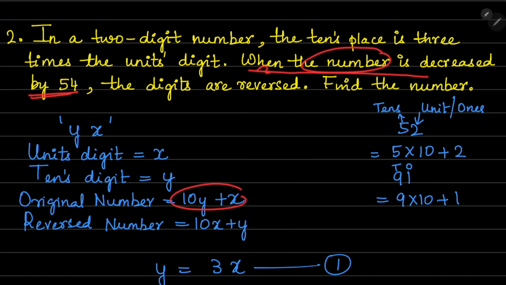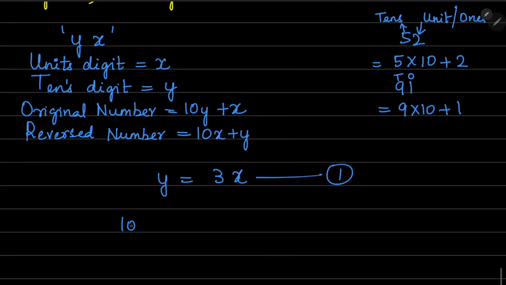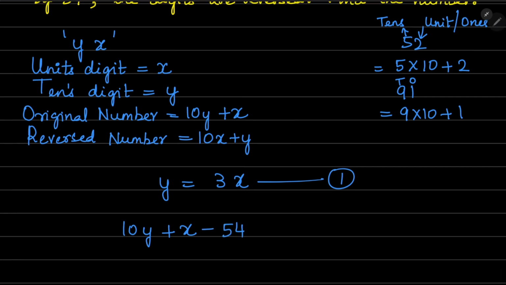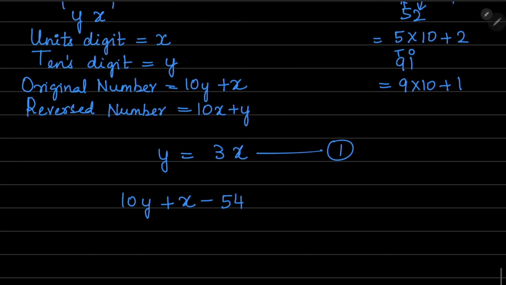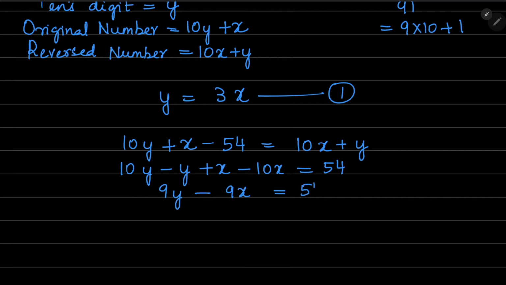When the number is decreased by 54, what do you mean by the number? The original number. So when 10y plus x is subtracted by 54, the digits are reversed. That means in that case, it's equal to 10x plus y. Now let's solve this. What do you get? 10y minus y plus x minus 10x equal to minus 54, which will go to the RHS side. So plus 54. So what do you get?